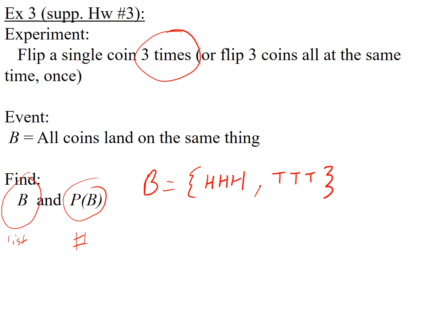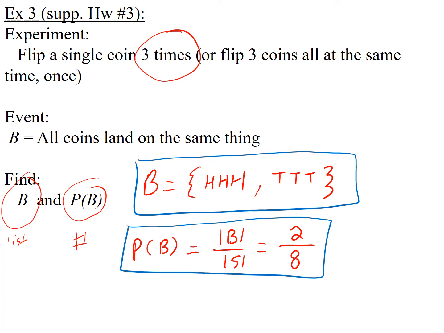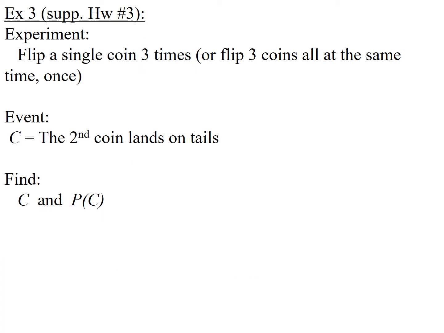Okay, and then to find the probability of B, same formula. Absolute value of B over absolute value of S. Absolute value of B is the number of things in B. How many things are in the event B? How many outcomes? 2 outcomes. How many outcomes in S? 8. And that's the answer to that. So here's the answer for finding event B, and here's the answer for probability of B. Okay, let's try another one.